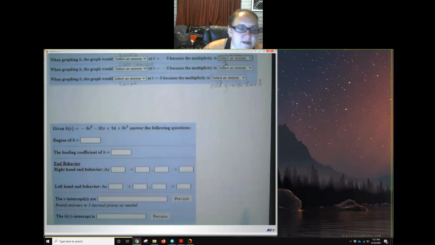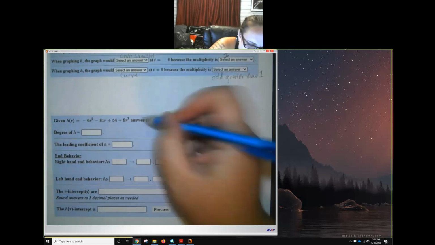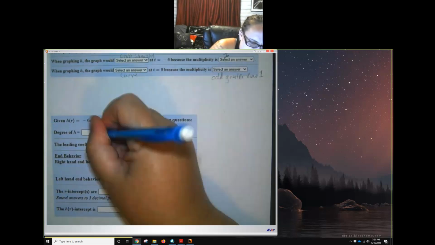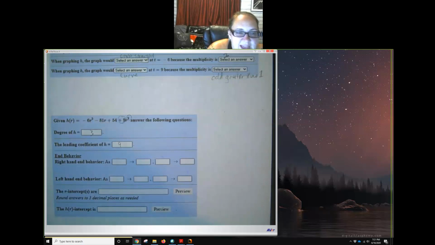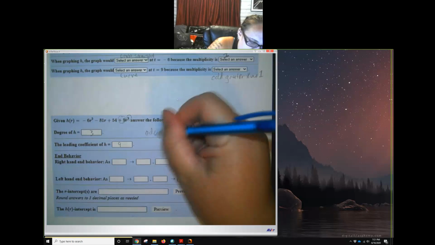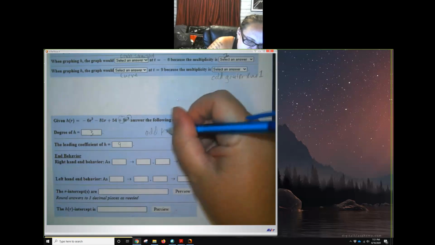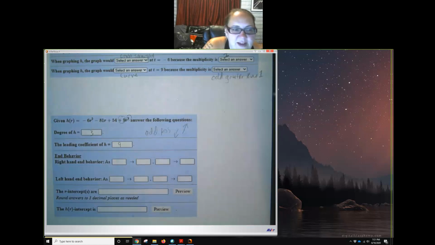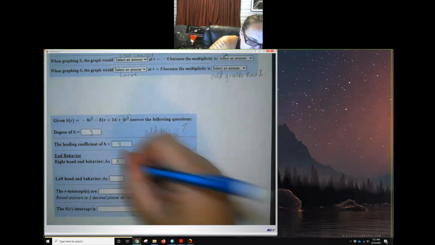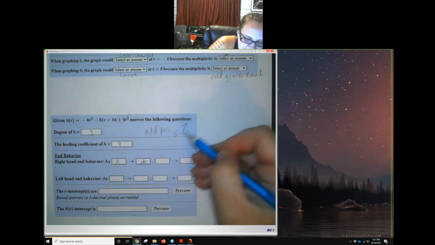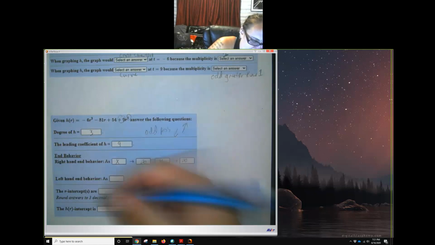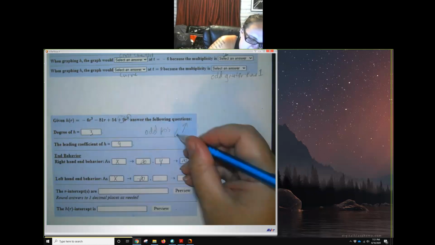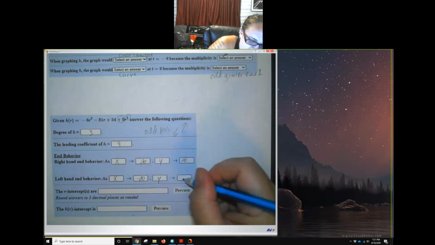All right, so here, degree is the biggest exponent, so that's a 3. Leading coefficient is then 9, because it's the number in front of that term. So that means we have odd degree with a positive leading coefficient, which means that my end behavior is down on the left, up on the right. That means as x goes to positive infinity, y also goes to positive infinity. And as x goes to negative infinity on the left, y also goes to negative infinity.